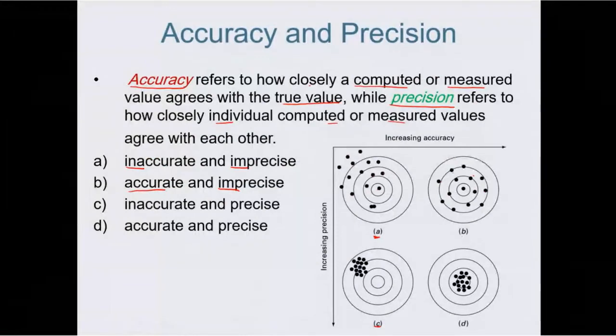In figure C, we have values which are close to each other, so we say that they are precise values, but since they are far from the true value, we say they are inaccurate. And of course, this is what we desire to have always, to have accuracy and precision. The numbers are close to each other and they are close to the true value. So this is the meaning of accuracy and precision. Accuracy, how close the measured or computed values are to the true value, and precision, how close those values are to each other.